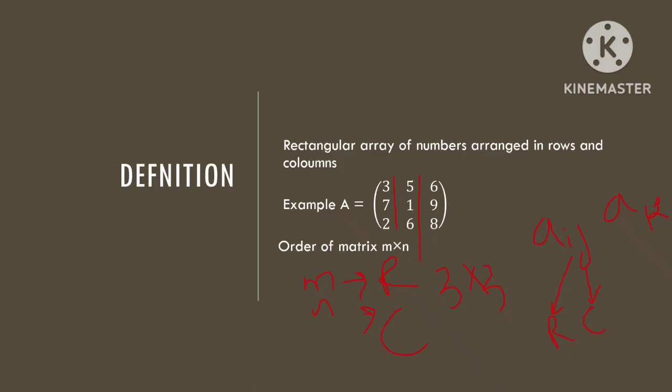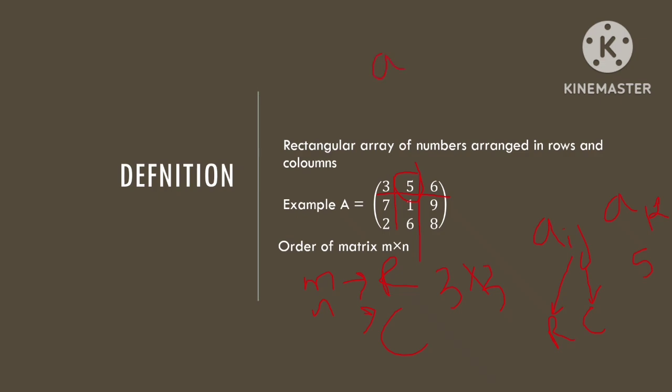A1,2 means what? Element present in the first row. Okay, now first row, column second. It means 5. Element is 5. Clear?